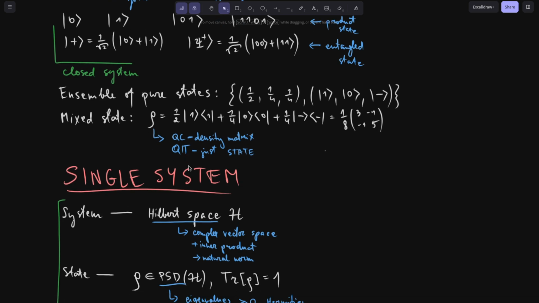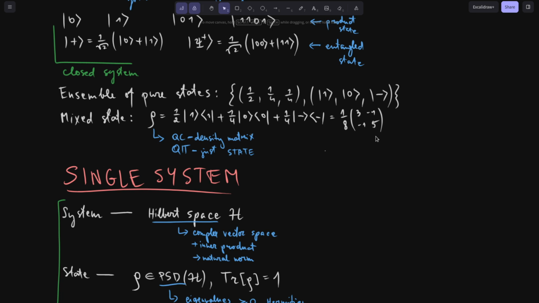So what if you have an ensemble of pure states? For example, we have probability 1/2 of having 1, probability 1/4 of having 0, and probability 1/4 of having the minus state. Then we can combine those and produce another state that's gonna be called a mixed state. What we do, we basically do the outer product of each vector and then do a linear combination with probabilities, as you can see in this example. And this way our state is now represented as a matrix. So sometimes it's called a density matrix.